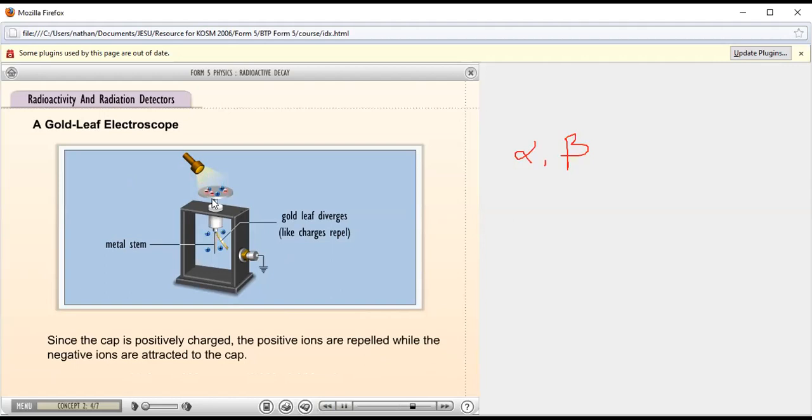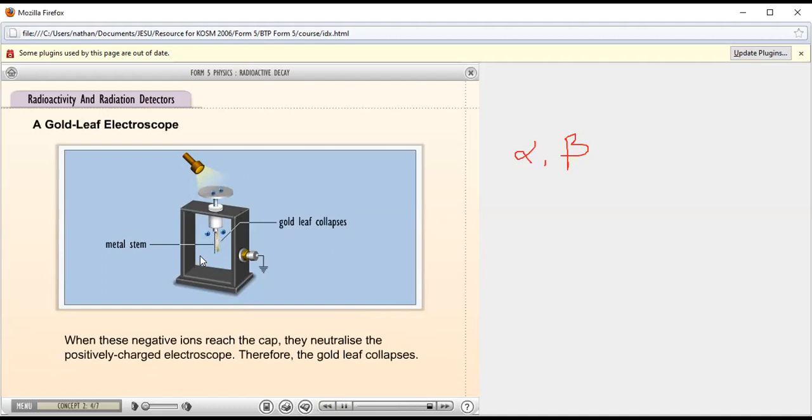So what happened? It causes the electroscope to be neutralized because there's a negative ion now. Because of that, the deflection will decrease. So this one can only detect alpha, beta. Gamma cannot, because gamma ionizing power is very low.